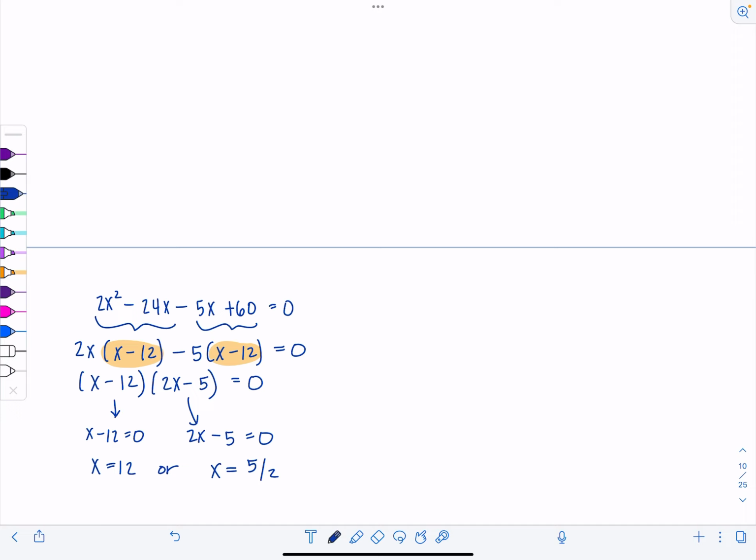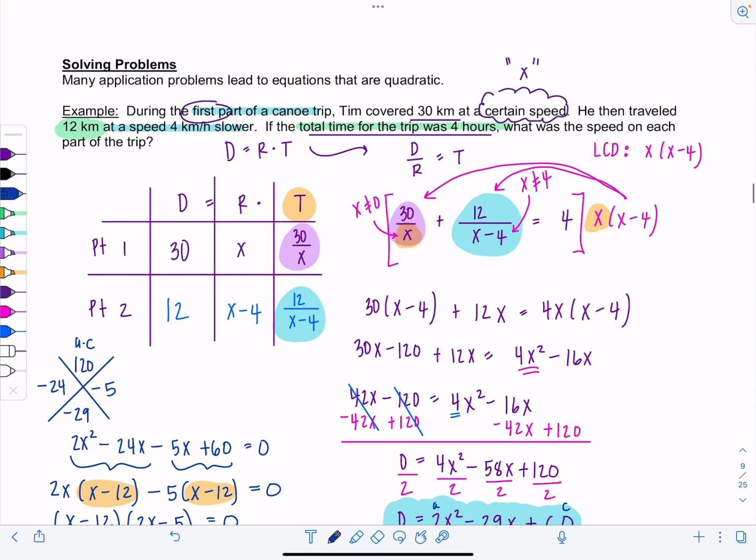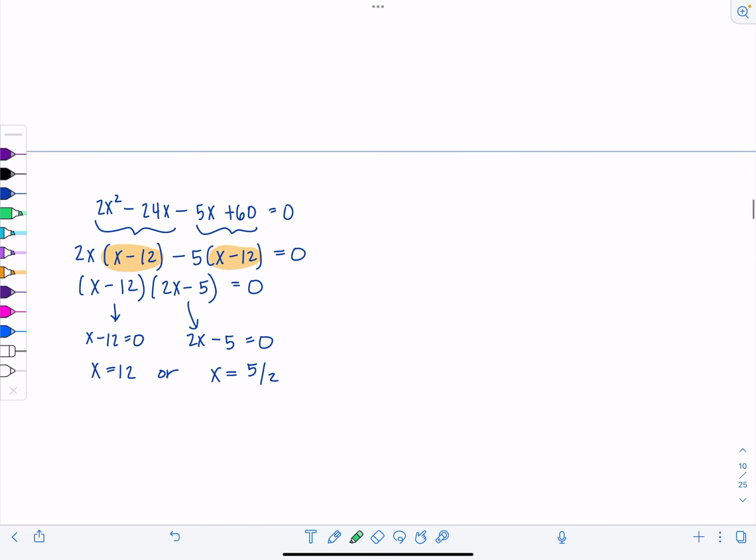Now, both of them won't work. So in a word problem, you have to think like what's going to make sense. X is the speed on the first part of the trip, okay? And then x minus 4 is the speed on the second part of the trip. So if x is 12, that would mean he's going 12 kilometers per hour on part 1. And then 4 less than that would be 8 kilometers per hour, which makes sense. If x is 5/2, that's 2.5, right, as a decimal?